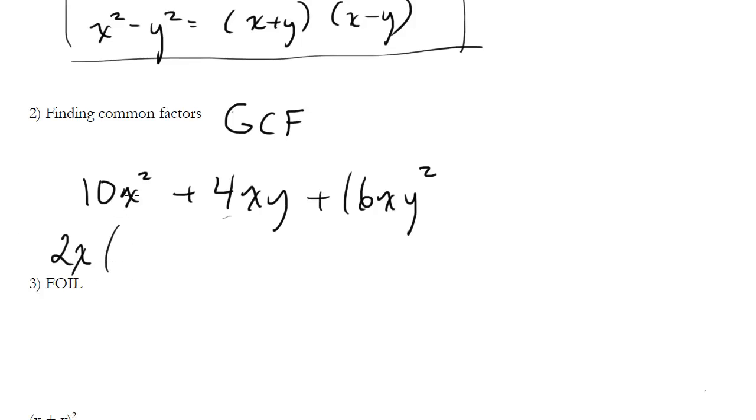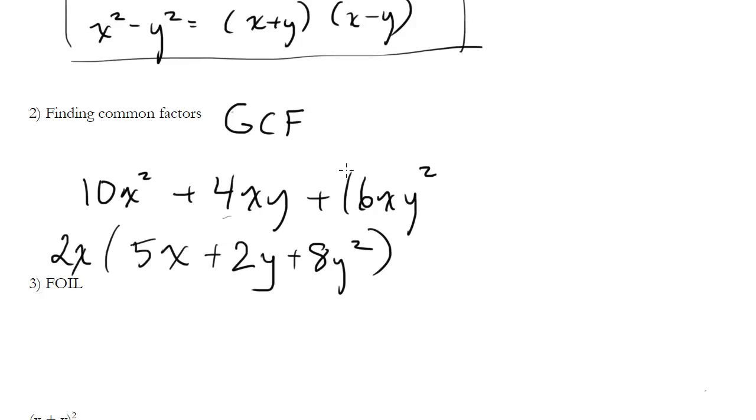What are we left with? Well, 10x squared, you pull a 2x out of it. It's the same thing as dividing 10x squared by 2x. I'll be left with 5x when I do that. And notice 2x times 5x will multiply back out to 10x squared. Here, my 2 goes into my 4. I leave 2 behind. The x disappears, but I still have the y. The 2 goes into the 16, leaves us an 8. And the x disappears, but we still have the y squared. So this would be the factored version of this particular expression, using the distributive property and the greatest common factor.